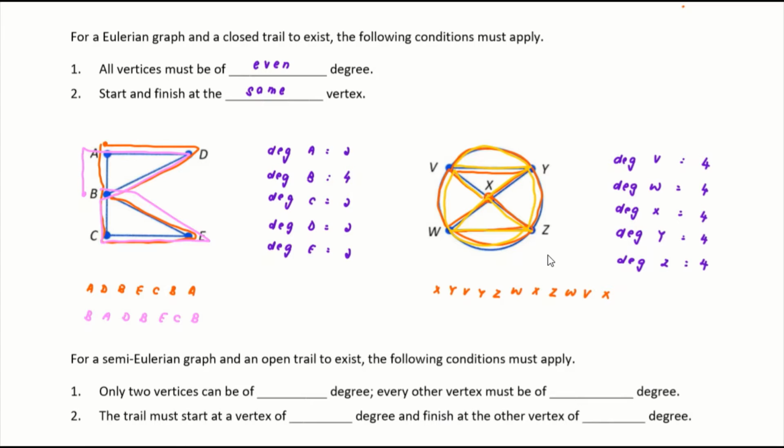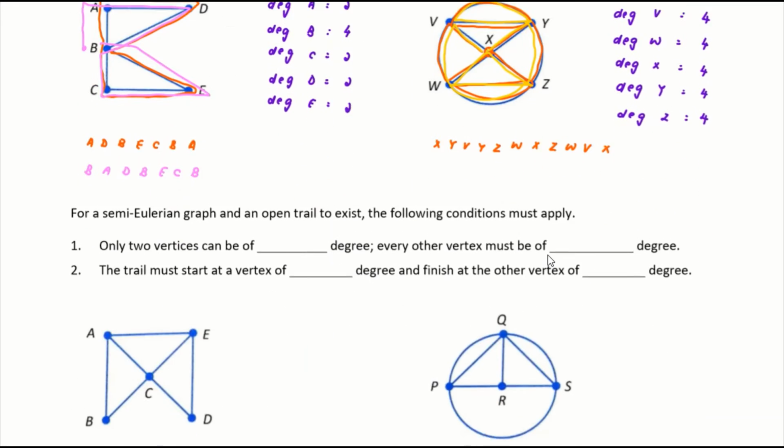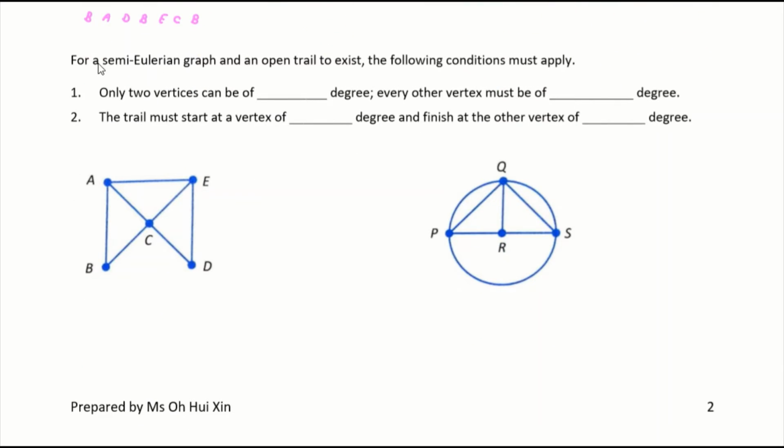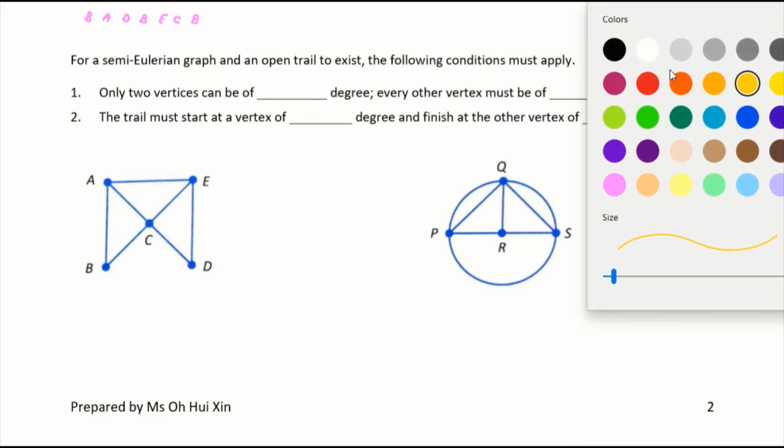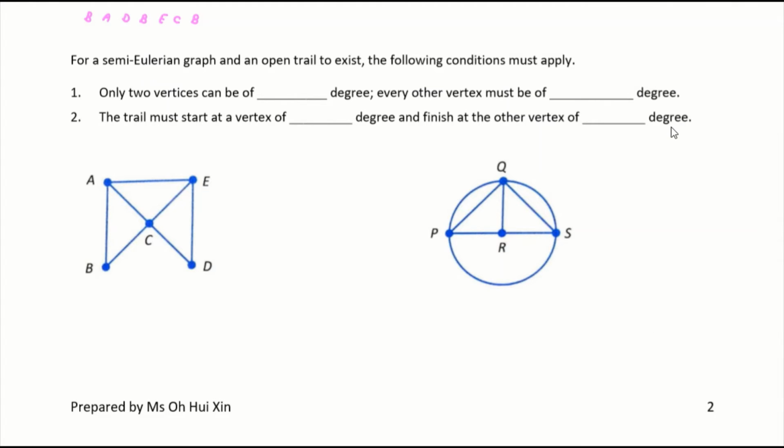So remember, all vertices must be of even degree, and you start and end at the same vertex. Then for the second part, we are going to look at semi-Eulerian, which means you can pass through all the edges once without repeating any of them, but you will start and end at different vertices.